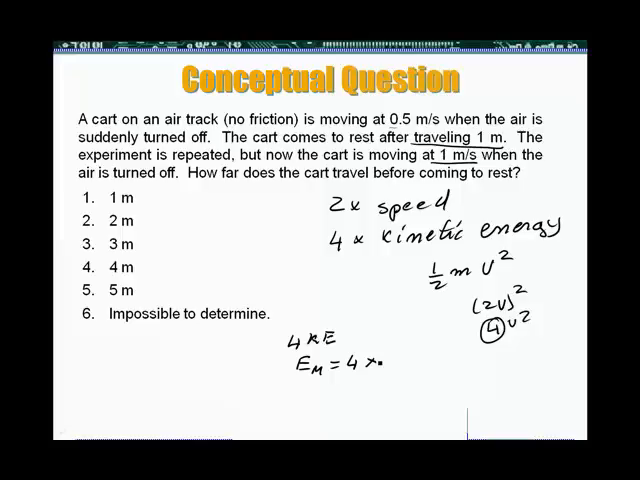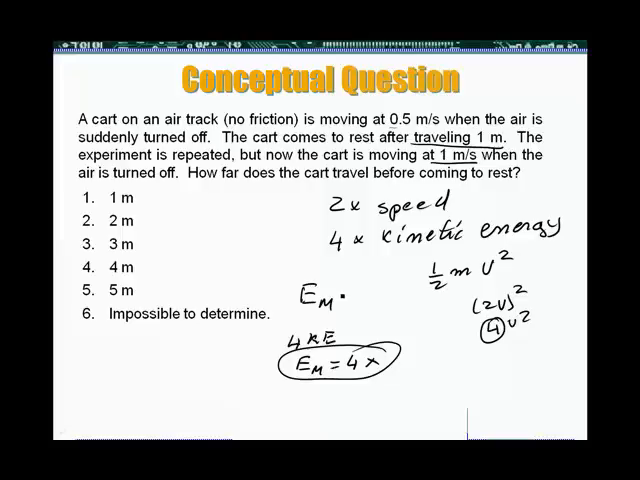Okay. Now here it's the same cart, the same track, so we should have the same coefficient of friction and the same friction force. The force that's going to stop it is going to be the same. And that force is going to expend this mechanical energy. It's going to change it into heat. So in the first case we had EM, in the second case we had 4 times EM. And the same force expending them.